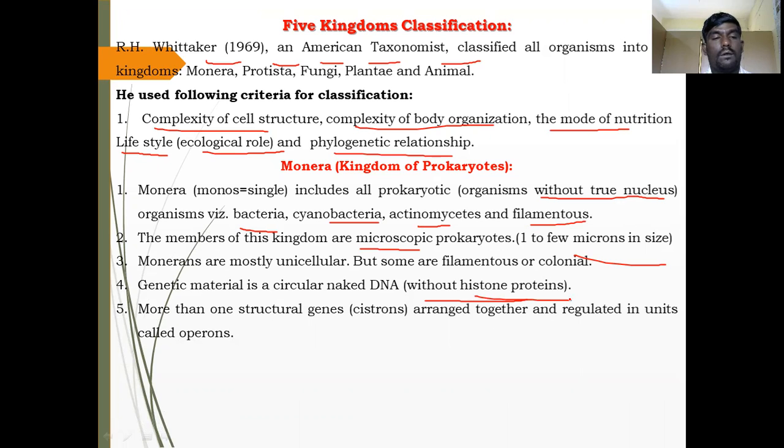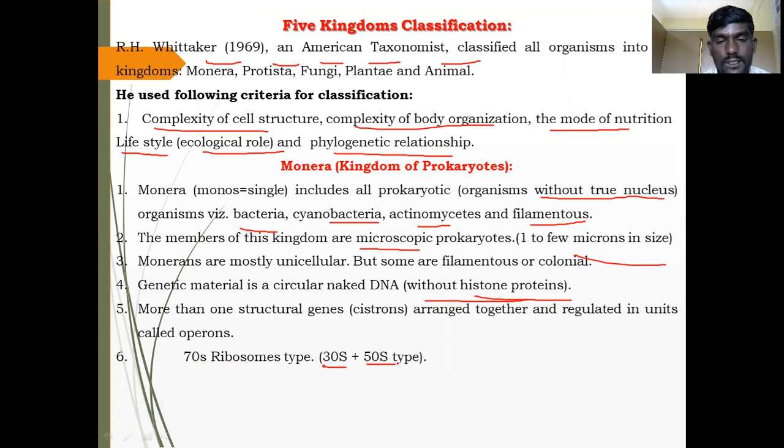More than one structural gene, that is cistrons, are arranged together and regulated in units called operons. These are the units of regulation of your genes. In monerans, at a time, more than one structural gene will be regulated in an operon. 70S ribosomes are present. So if you observe or study the monerans, you will find that 70S type ribosomes are present in them.